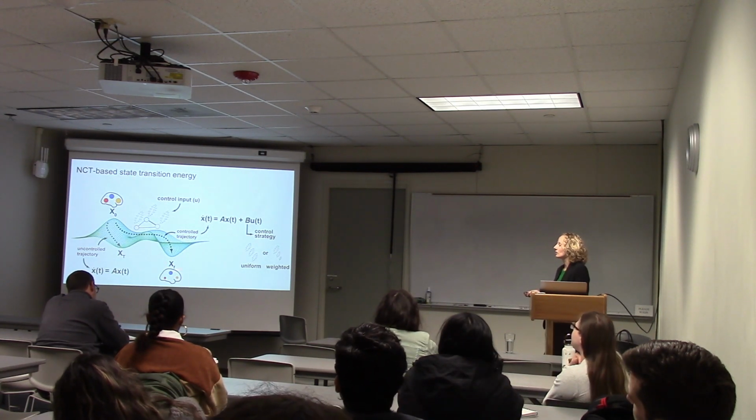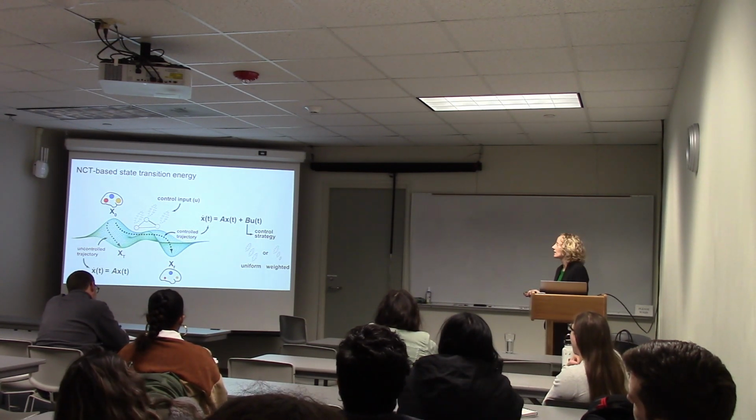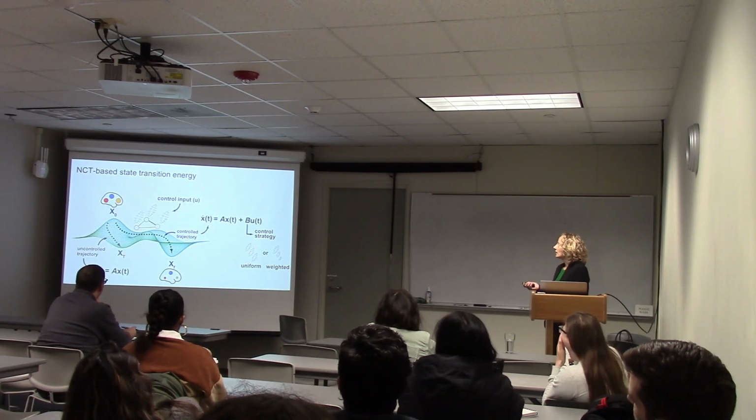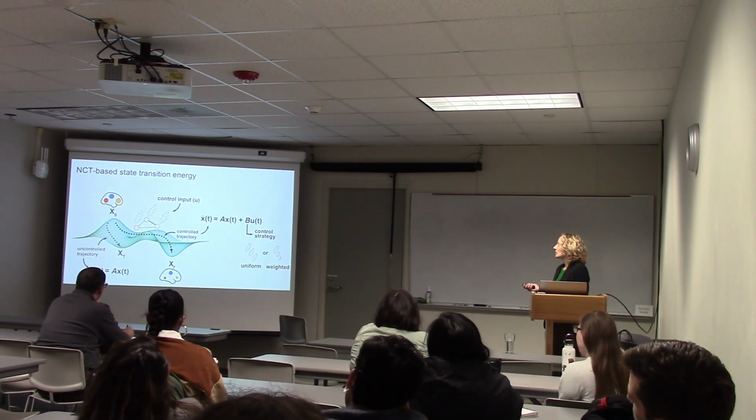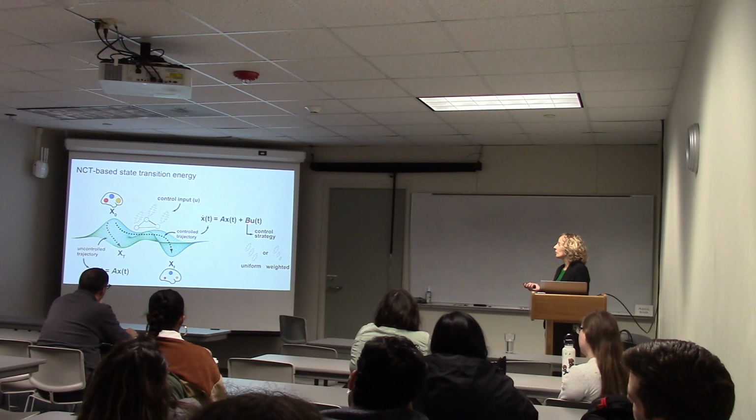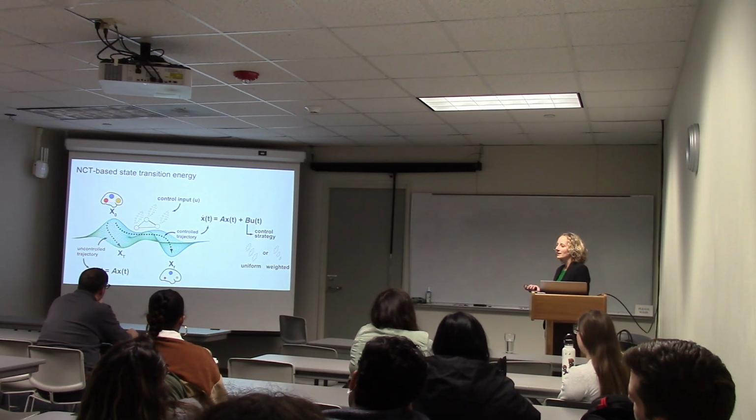And in this case, it's those states that we had defined using K-means clustering. And so here, the control strategy, which is a matrix that represents the amount of control that each region has in the system. So you can assign more control to some regions over others.